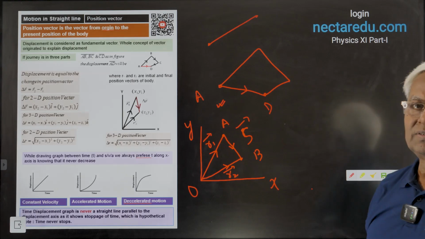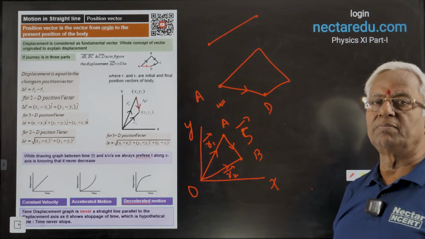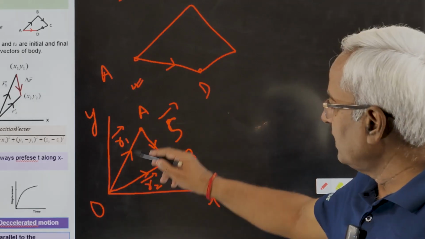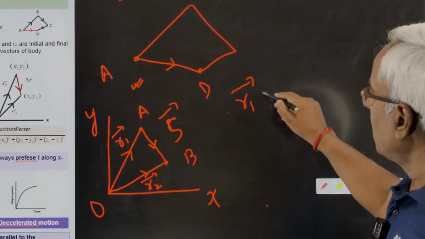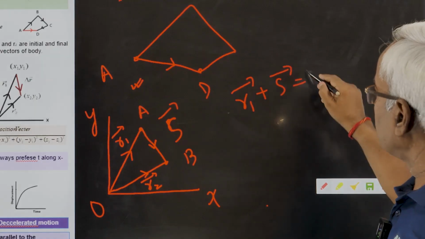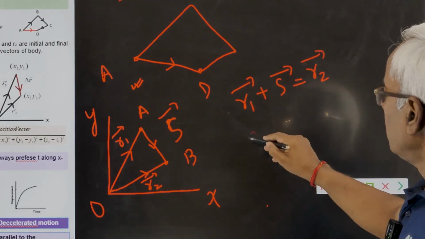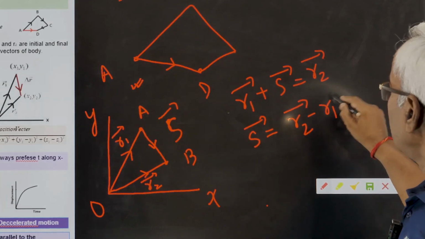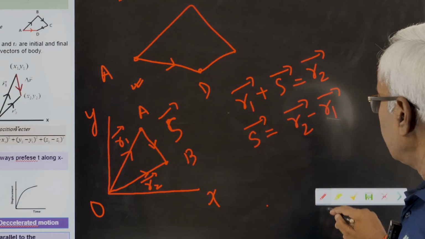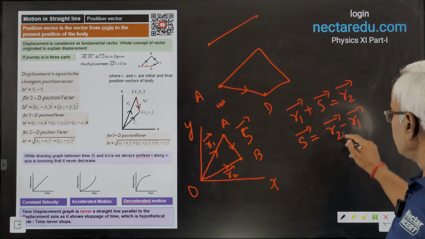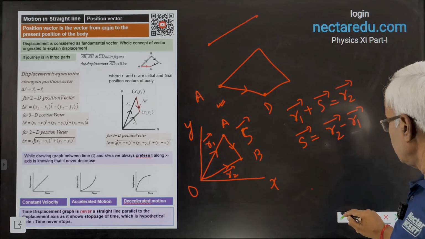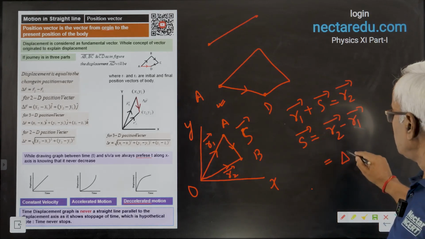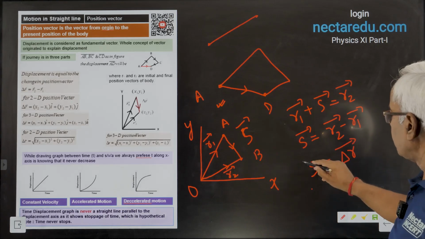See the triangle, and if you remember the triangle method of addition of vectors, one can easily say here R1 plus S equals R2. You might say S equals R2 minus R1. What is this R2 minus R1? This is the difference of the 2 vectors. Final minus initial. So you might say change in position vector.